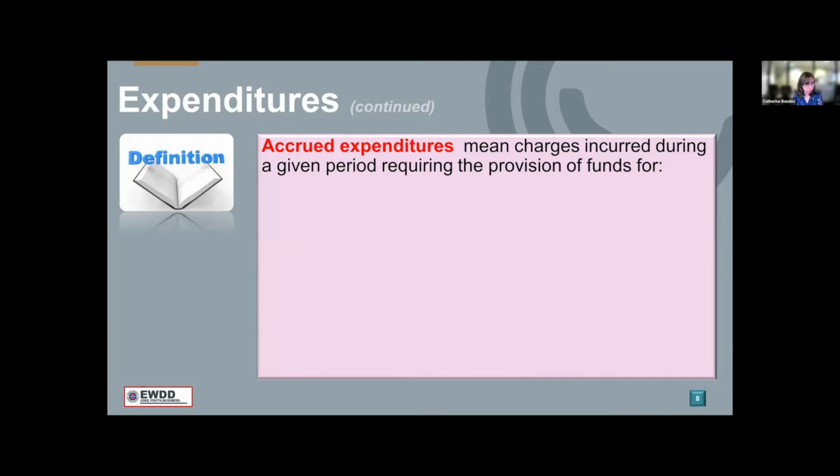Accrued expenditure, accounting folks would already know this, meaning you have incurred the costs, even if you actually have not paid the invoice. That service has been provided to you or the goods have been delivered to you. Even if you haven't actually paid the invoice, it's already an expenditure in your records. That's what accrued expenditure is. And if that's the case, then it should already be reported in your expenditure report.